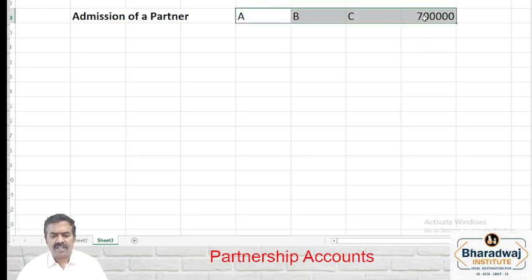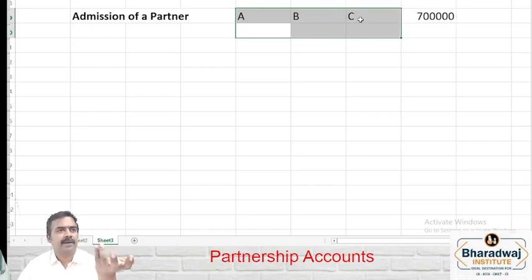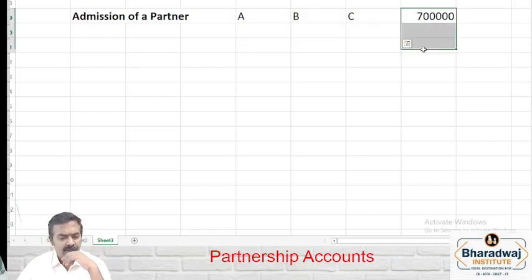A, B, C find there is a good business opportunity available if they open a new branch. Good business is possible. But they don't have capital to invest. Already they invested the capital running the business. Good profit can be earned if they start a new branch.